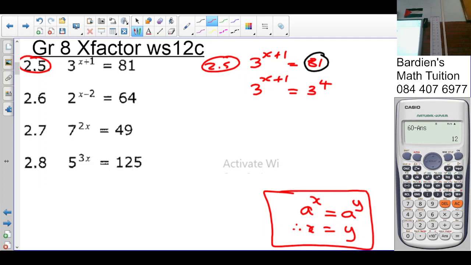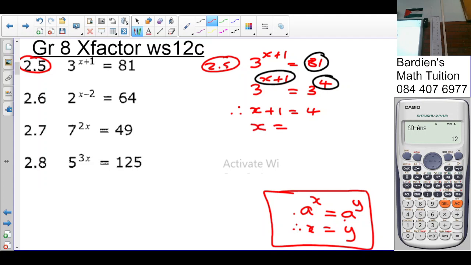Now what can we conclude? Therefore, x plus 1 is equal to 4. Remember, when the bases are the same, the exponents are equal. Can you see? Both bases are 3. So the exponents on that base, we equate them. You guys understand?